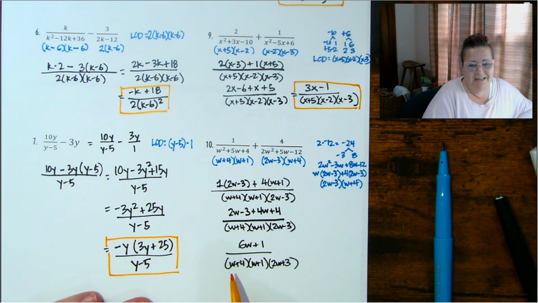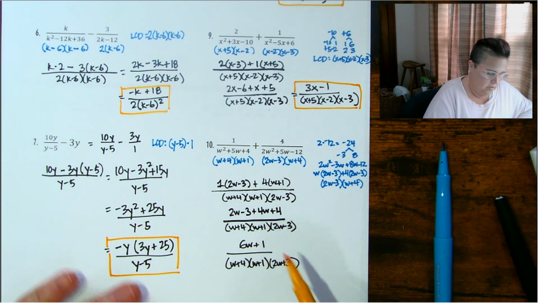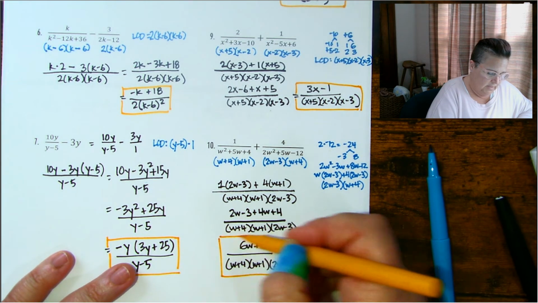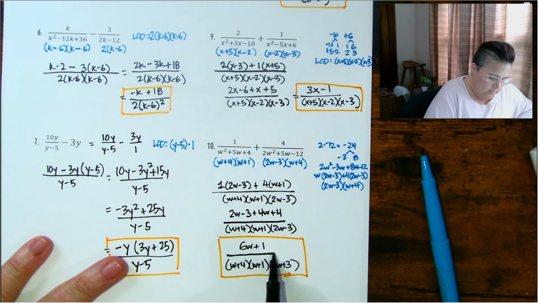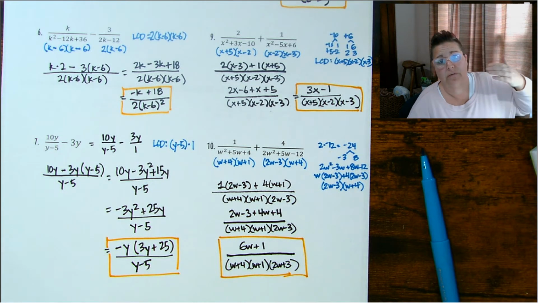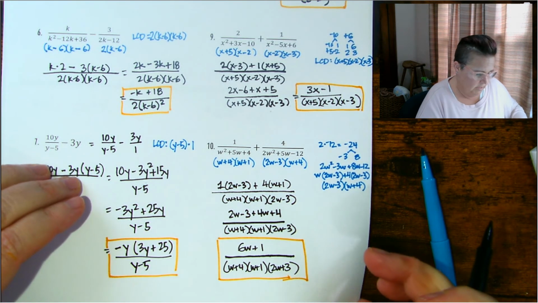6w plus 1 is not going to cancel with any of those. I don't even have a 6w down here at all. So this is it. This is as far as I can go. All right. I should be really careful with my lines. So we want to make sure we've really separated that numerator and denominator there.